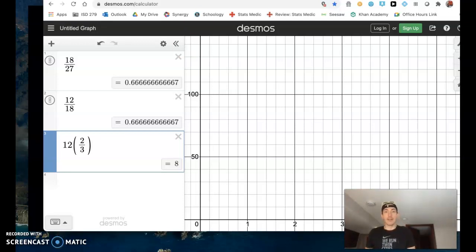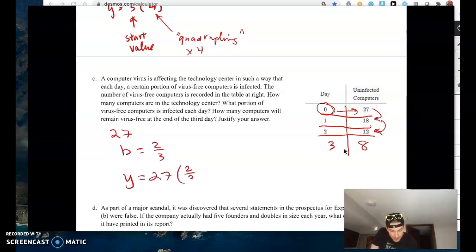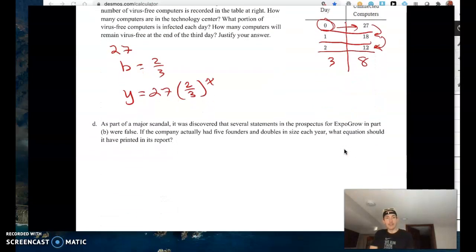All right, and I have that. I just threw that down in our notes there. And we can justify that by continuing the pattern, right? We can say our b in this case is going to be 2/3. And if I wanted to write my equation, I could do so like that. And I could plug in a 3 for that x, and it should give me a value for y.